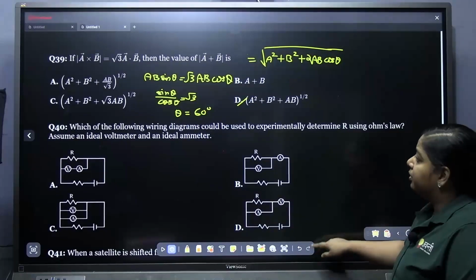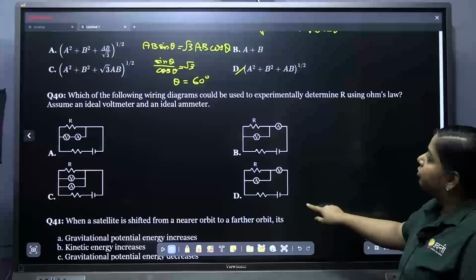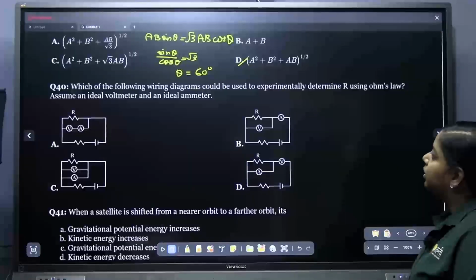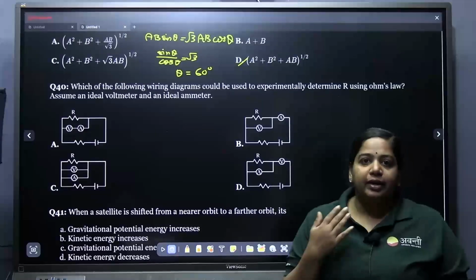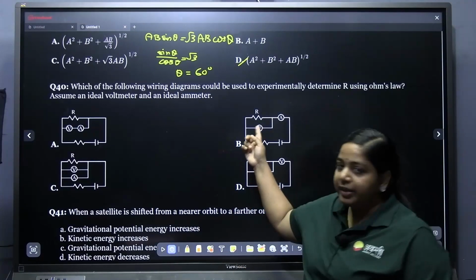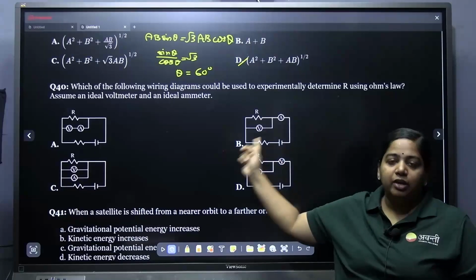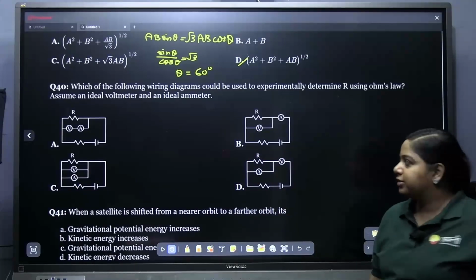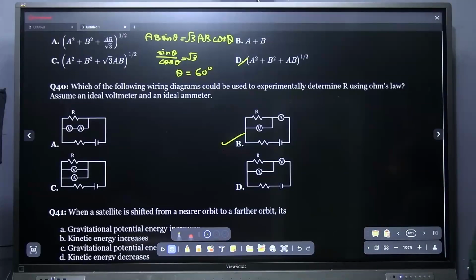Moving on. Which of the following wiring diagrams could be used experimentally to determine Ohm's law? For verifying Ohm's law, we need what? Yes, B, because we need to connect the ammeter in series with the resistor and the voltmeter parallel to the resistor. So answer is option B, for verifying Ohm's law.